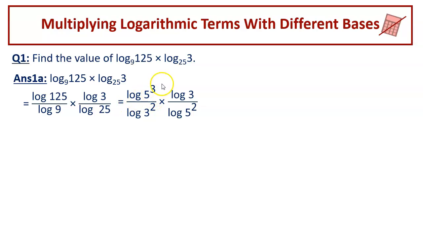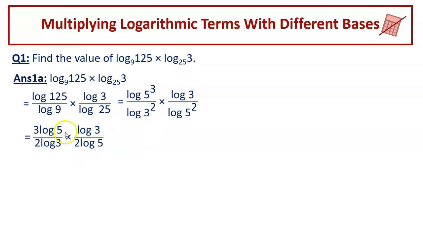Log of 5 to the power of 3 over log of 3 to the power of 2 times log of 3 over log of 5 to the power of 2. And usually we take the coefficient and put it in the power place, writing it as the power of the argument. But this time we will be doing just the opposite. We will be taking the powers and writing them as coefficients. So this will be 3 times log of 5 over 2 times log of 3, times log of 3 over 2 times log of 5.